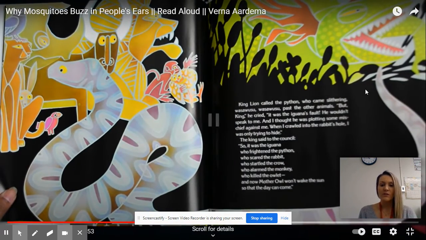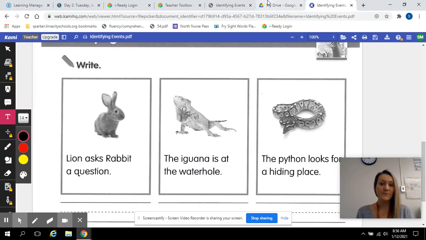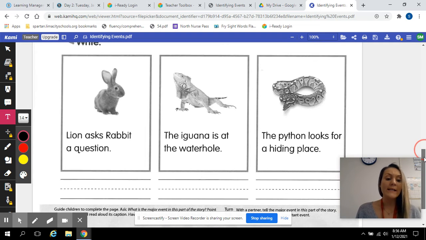All right. So in just that part that we read, what was the major event that happened? Remember, the king was speaking to somebody, okay? And who is the king in that story? Well, the king is the lion, so keep that in mind, okay? So, what is the major event in that part of the story?